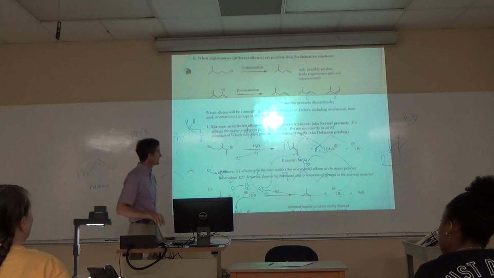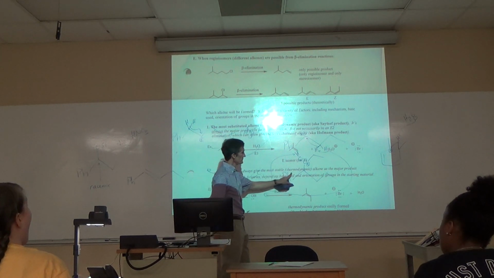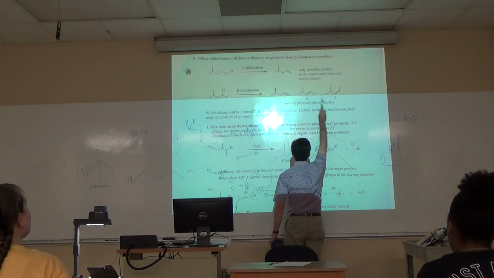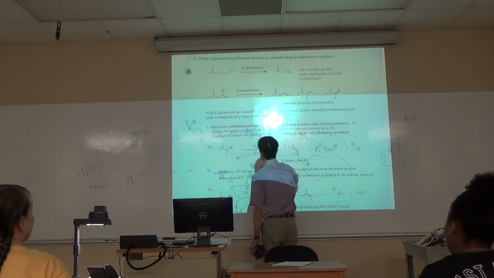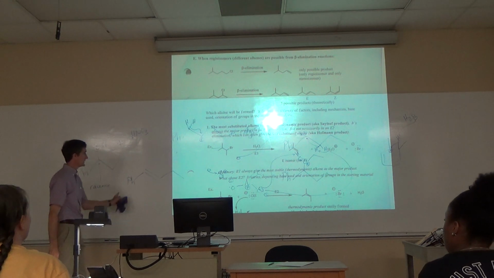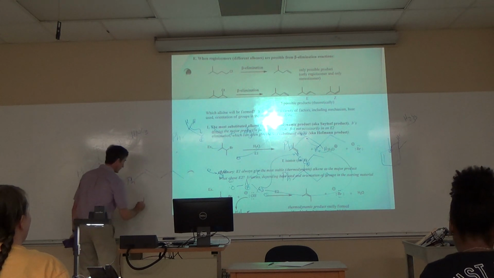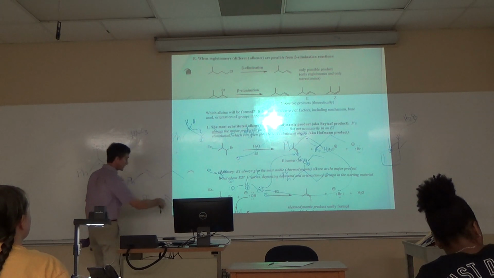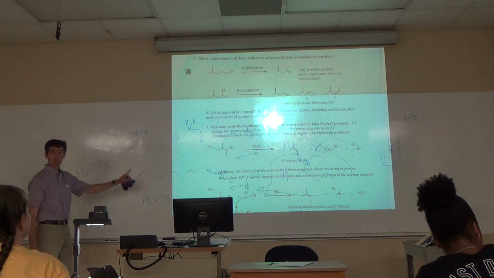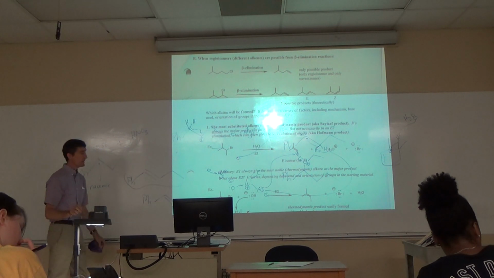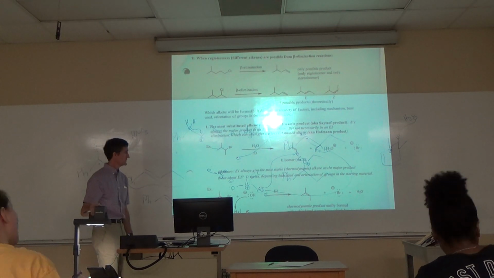E1 always gives the most stable product. Up here, which one was the most stable of these two? Yeah, with E, most stable. Or you could draw it cis. Which one's the most stable? Trans. Okay? That's stereochemistry, not regiochemistry.